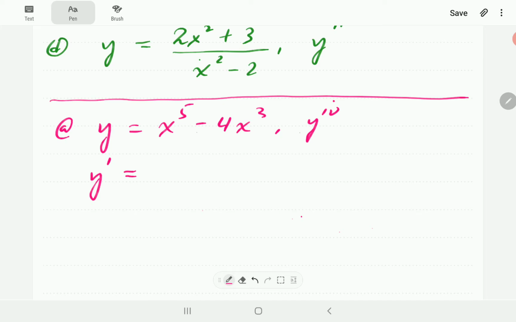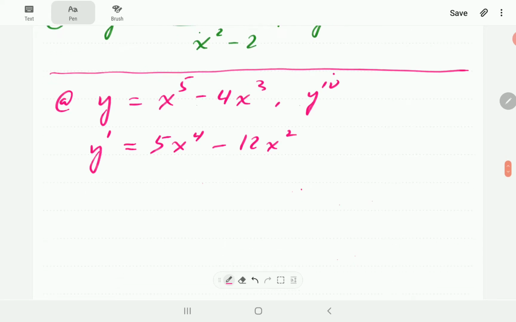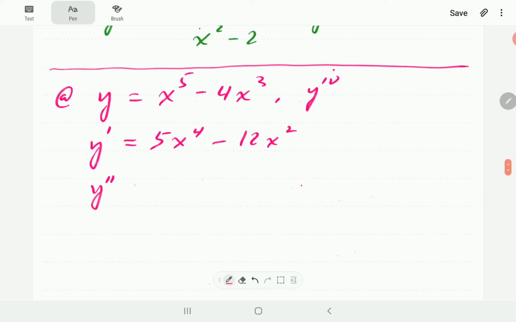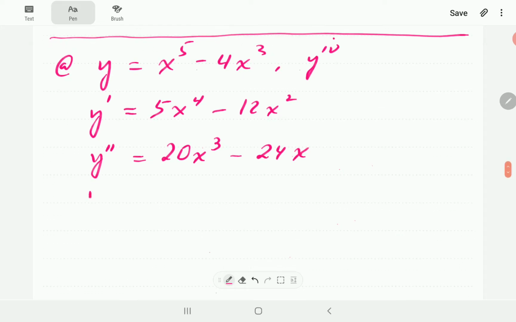We multiply for the first one by 5, we subtract 1, and then for the next one, 3 times 4 is going to be 12, we subtract 1, so that is the first order derivative. And then differentiating that is going to give us the second order derivative. So 5 times 4 is going to be 20, we subtract 1, the power is now going to be 3. 2 times 12 is 24, we subtract 1, so it's going to be 24x. Okay, then 2 more to go.